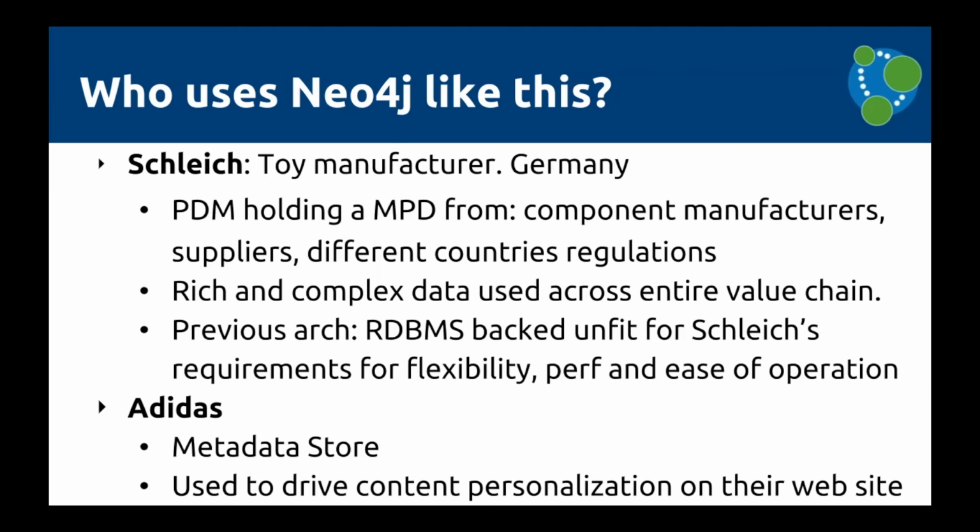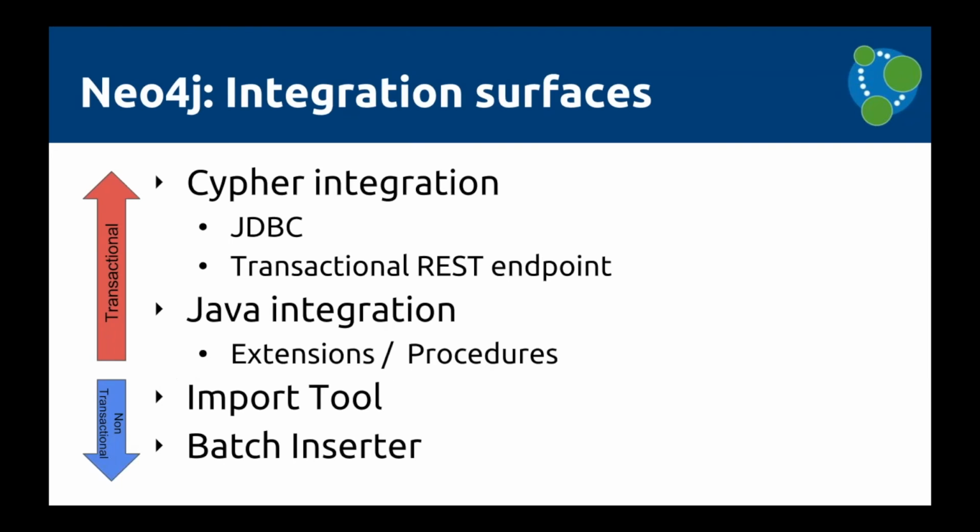We also see it being used by Adidas in a slightly different context. They use it as a metadata store, and once they have this integrated data, they use it to drive content personalization on their website. So those are two of the most interesting customers applying this architectural pattern. We've mentioned that in most of them there are applications running on top of Neo4j, or integration middleware, either loading data into Neo4j or extracting data out of it. So we thought it would be interesting to talk about the main integration surfaces to access the graph database.